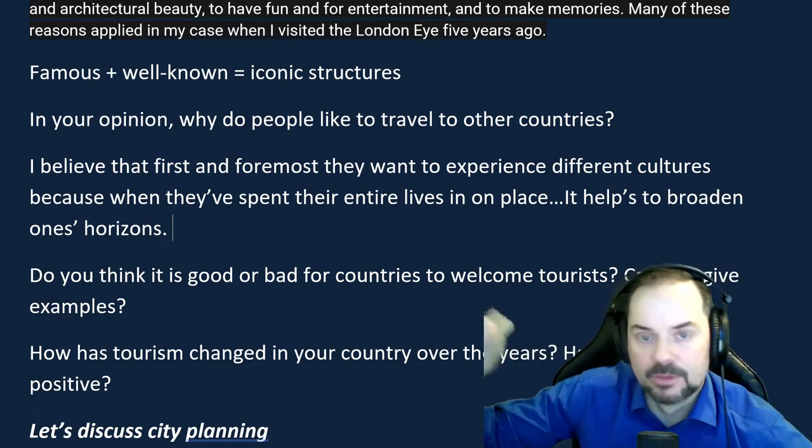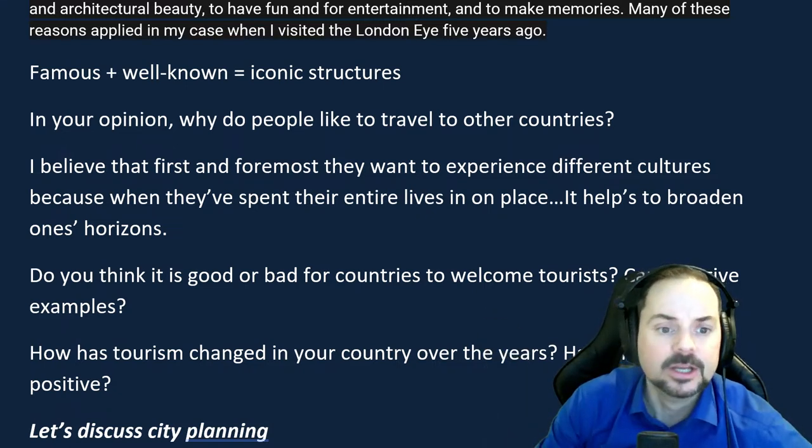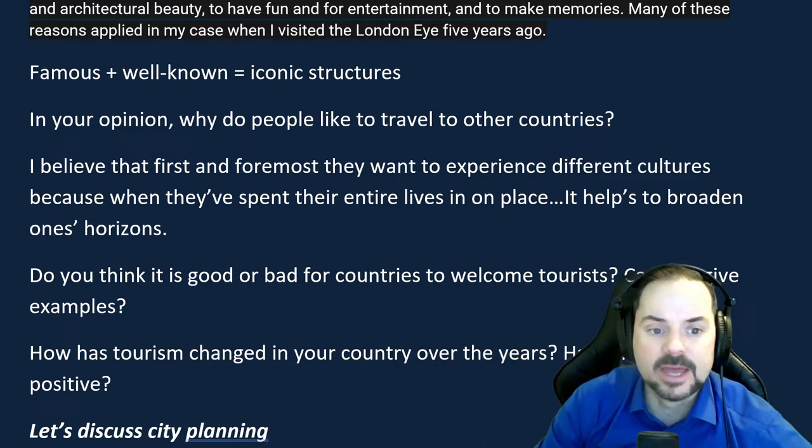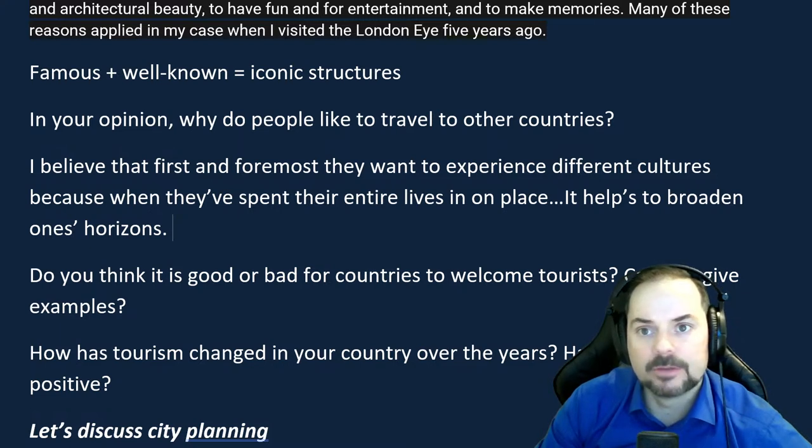So you're checking off all of the boxes that are needed for that band 9, and you're using a lot of high-level natural expressions very accurately.